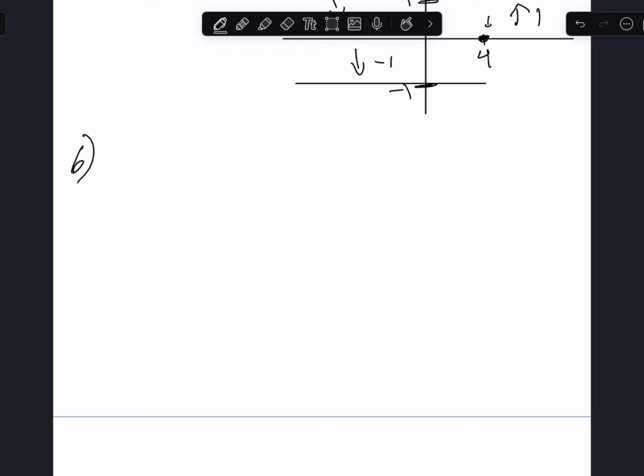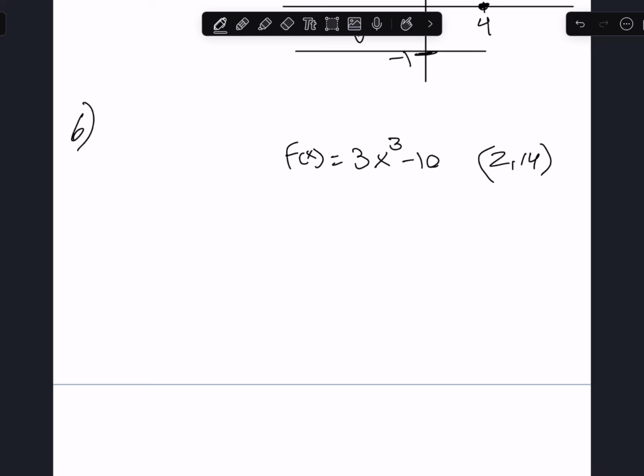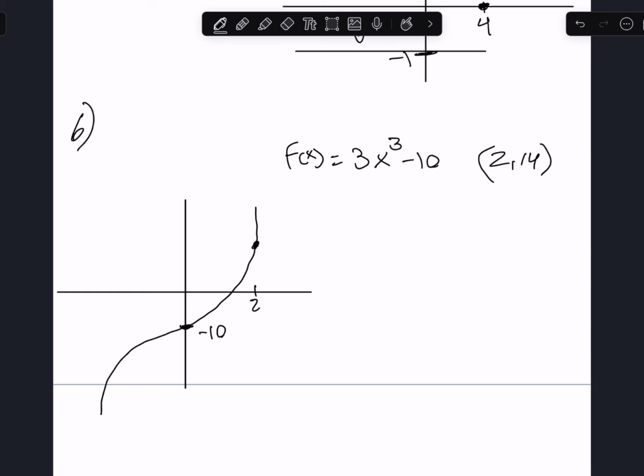So question 6. Question 6 is asking us to find the tangent line of f of x equals 3x cubed minus 10 at the point 2, 14. So first we're going to visualize our graph so we have an idea of what's going on. So we know that the graph is, or our function is cubed, so it's going to go somewhat like this. We're going to draw our y-intercept right here at -10, 2 right here, and our point 2, 14, just like that.